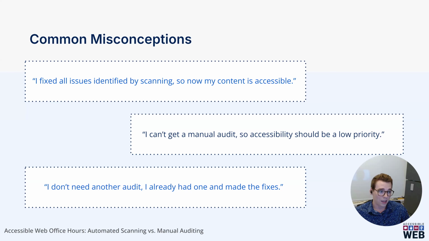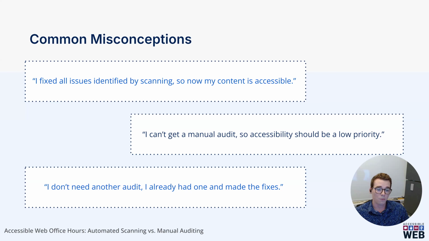The next one is I can't get a manual audit, so accessibility should be a low priority of mine. Even if you can't get a manual audit now, whether it be for financial or staffing related reasons, you should still take steps towards being more accessible. Automated scanning, researching, and learning are all great places to start. But even if you can't get that manual audit, taking some baby steps in the right direction is huge.